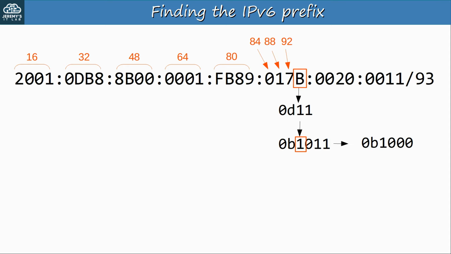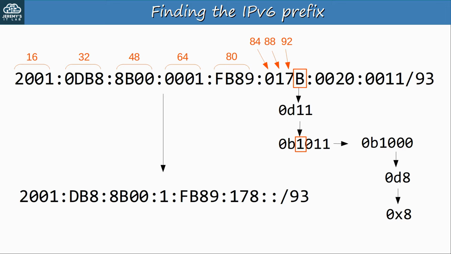So let's change all of the other bits to 0. Now we have binary 1000. Change that back to decimal, which is 8. It's also written as 8 in hexadecimal. So when we write out the network prefix, we have to change the B to an 8, because we changed the host bits all to 0. So here's the network prefix. Notice the 8 instead of the B.